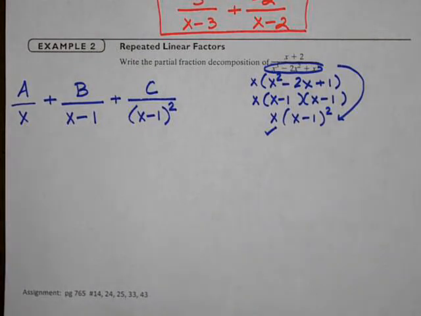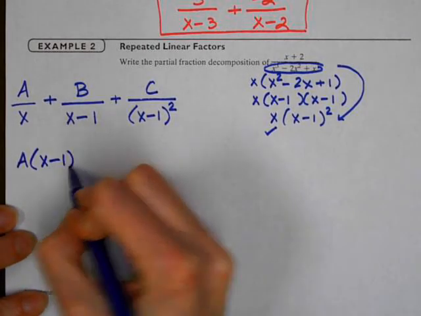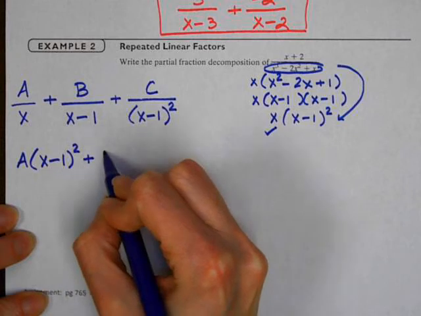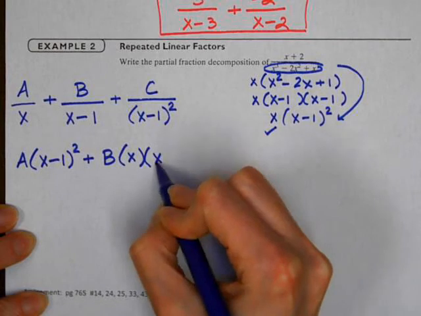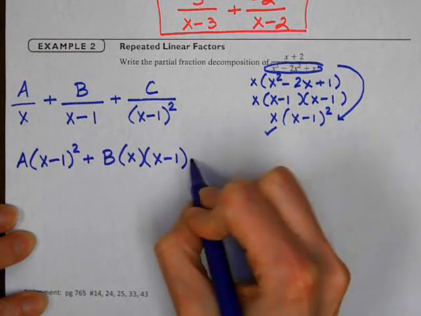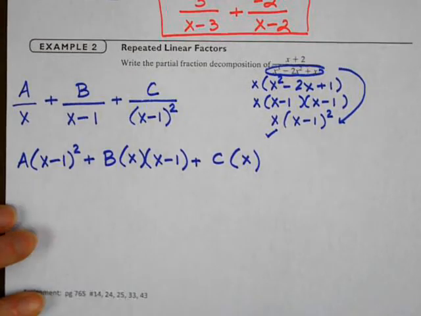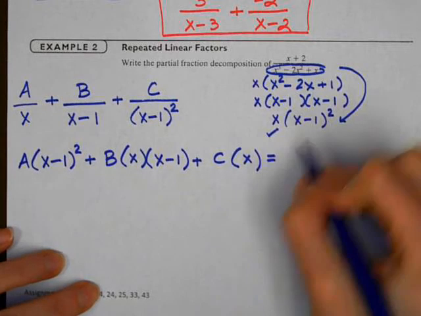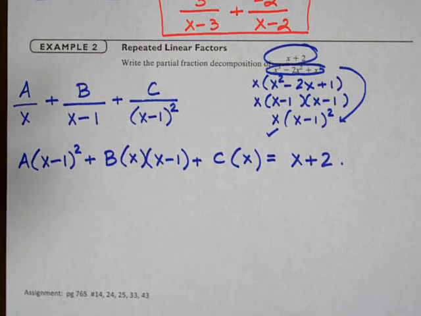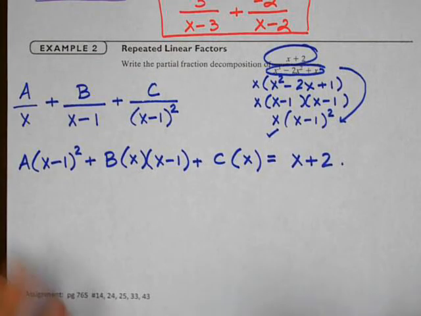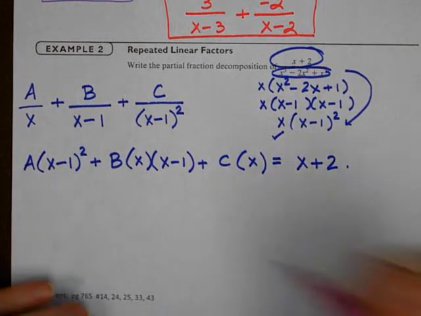So if we get a common denominator, the a would need the x minus 1 squared. The b would need the x and another x minus 1. And then the c would need the single x. And if that's all the numerator, this is going to be equal to x plus 2. All right, so that's just getting a common denominator. No big deal there. All right, now we're going to do our strategic x's.